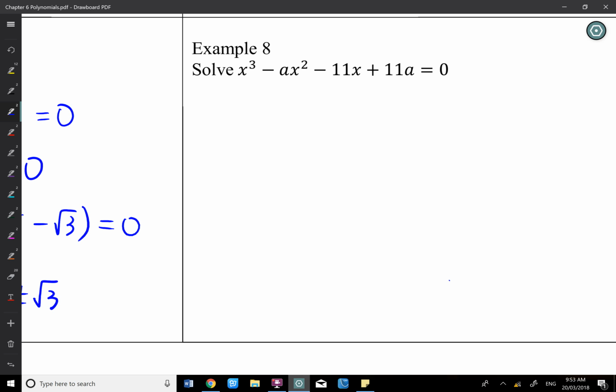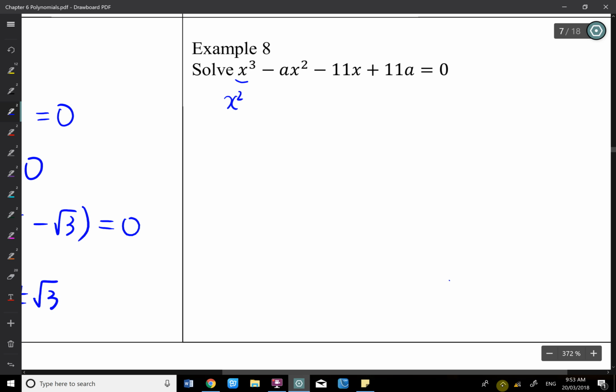Alright, example 8. Well, you can see the 11 and the 11. That's a good hint to tell you we can use the grouping method. So we can take those two and those two. So x squared gives me x minus a, and minus 11 gives me x minus a equals 0.